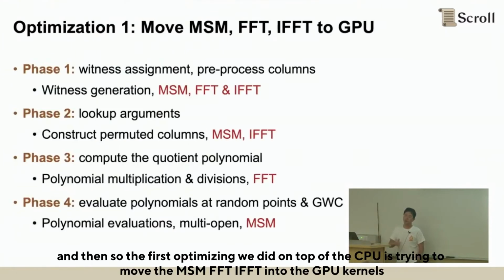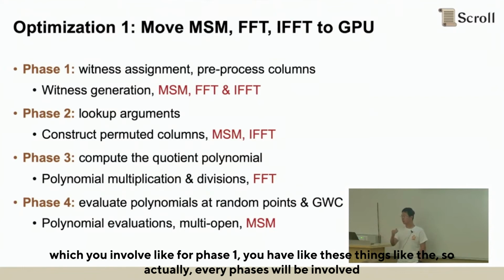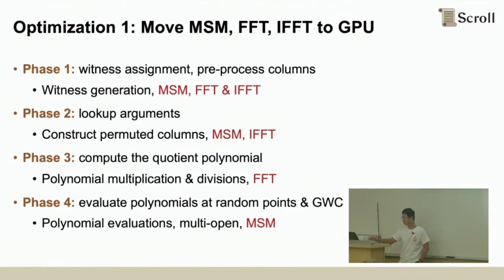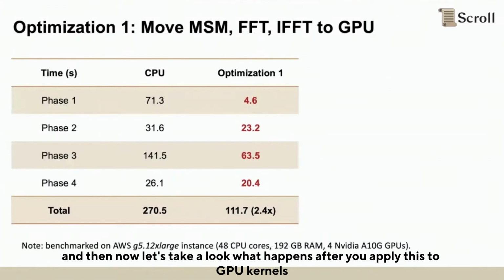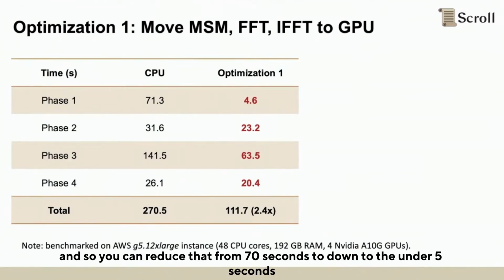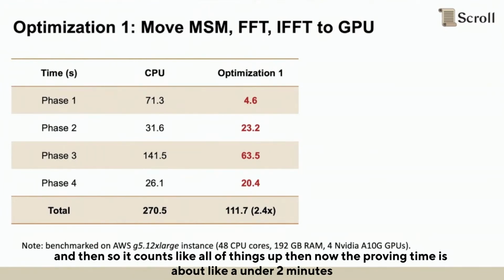The first optimization we did on top of the CPU is trying to move the MSM and IFFT into the GPU kernels. Actually, every phase involves some of the work happening inside the GPU instead of inside the CPUs. Now let's take a look at what happens after you apply these GPU kernels. You can see that in phase 1, most of the time is spent on doing the MSM or IFFT, and you can reduce that from 70 seconds down to under 5 seconds.